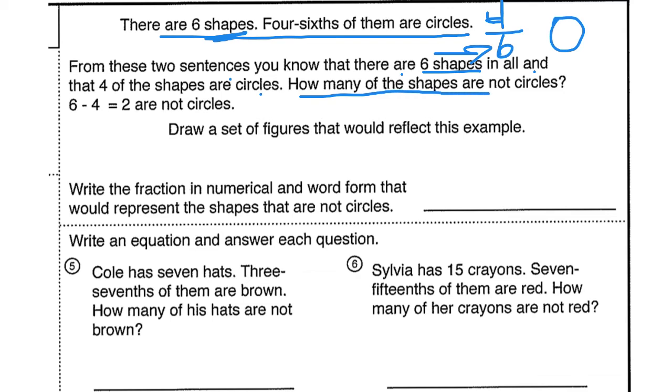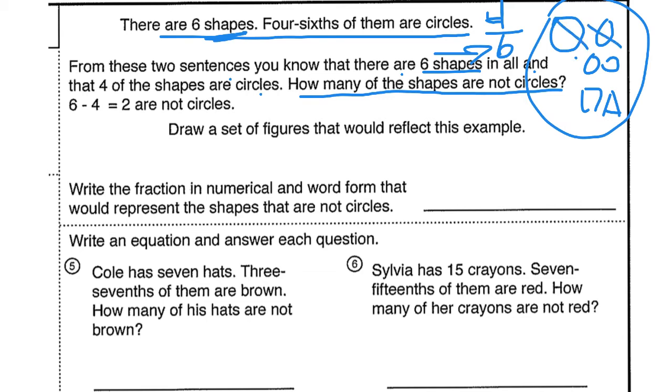How many of the shapes are not circles? Well, if 4 shapes, those aren't very good circles, you can draw different shapes. There's 6 altogether right there, right? 4 of the shapes are circles. How many are not circles? 6 minus 4 gives you the 2 left that are not circles. So the answer is 2 are not circles.